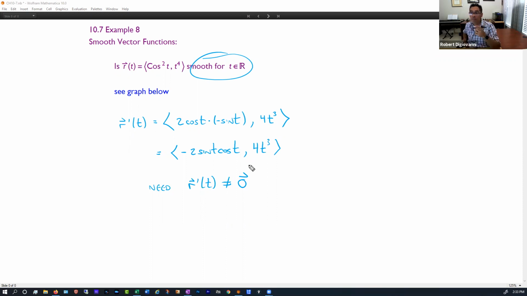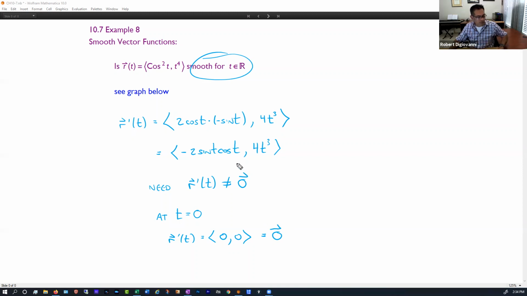Go ahead. 0. 0, right? Look, at t equals 0, what happens? R prime of t equals, well, the 0 vector. Which means that we are not smooth at 0, right? We're not smooth at 0.